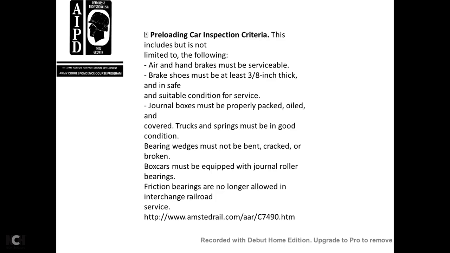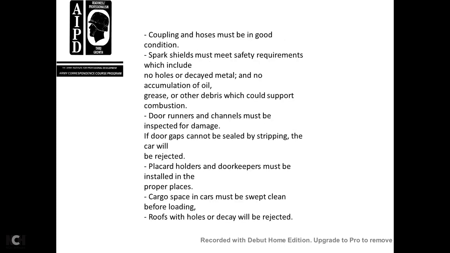Bearing wedges must not be bent or cracked, and journal boxes must be equipped with roller bearings. Friction bearings no longer allow interchange in railroad service. Coupling housings must be in good condition. The spark shield must be safely secured, with no holes or decayed material, and no accumulation of oil, grease, or other debris which can support combustion.